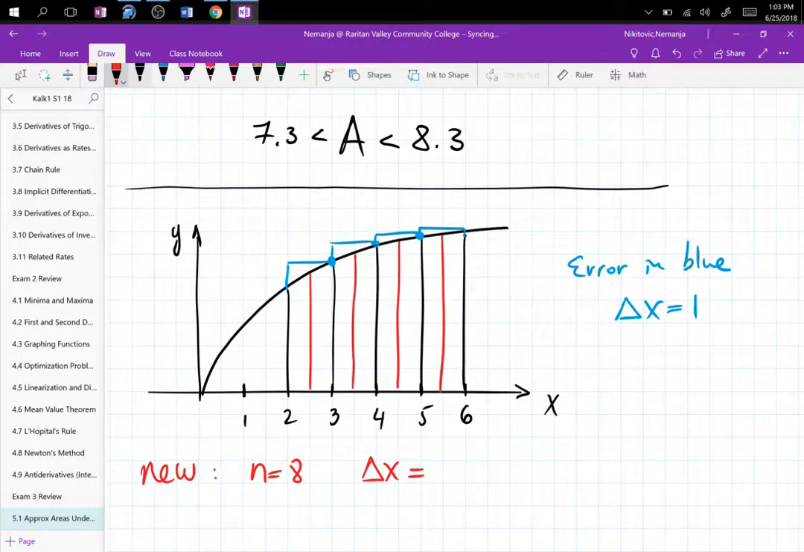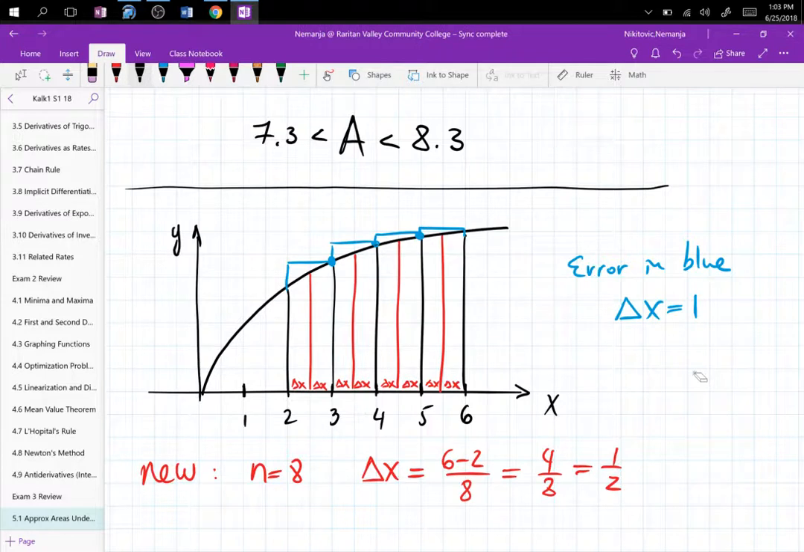My delta x is equal to 6 minus 2 over 8, which is 4 over 8, which is 1/2, which is okay, right? Because we need this to be 1/2. So our new delta x, that is everywhere on the bottom, is now 1/2. So these middle numbers, actually I don't need to write this 1/2 here, I just need to write the values. So this is now 2.5, 3.5, 4.5, 5.5, and those are the numbers in between.